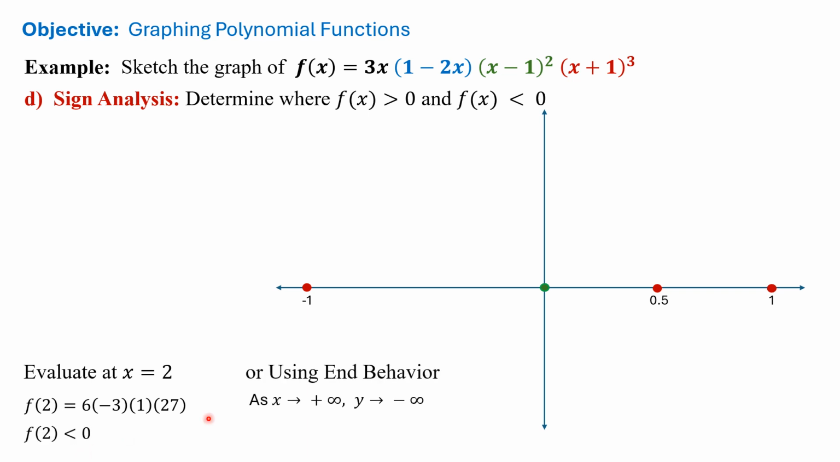Or you can use the information that we got in the end behavior. If you remember, as x approaches positive infinity, y is decreasing, or y approaches minus infinity. It means the end behavior here is minus infinity, or a negative number. So that's why it is correct that f of 2 is negative. So we will identify in this interval that the graph is below, or negative.